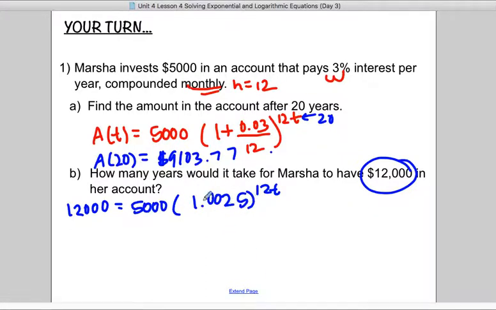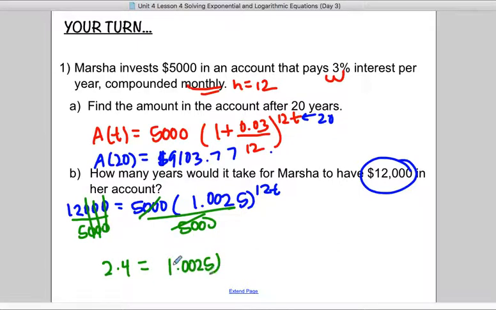We need to isolate the part that is raised to the exponent. So we're going to divide both sides by 5,000. So we have 12 over 5, 2.4. So 2.4 equals 1.0025 to the 12t.